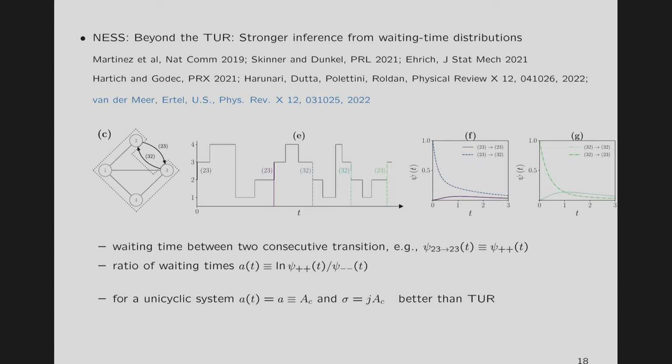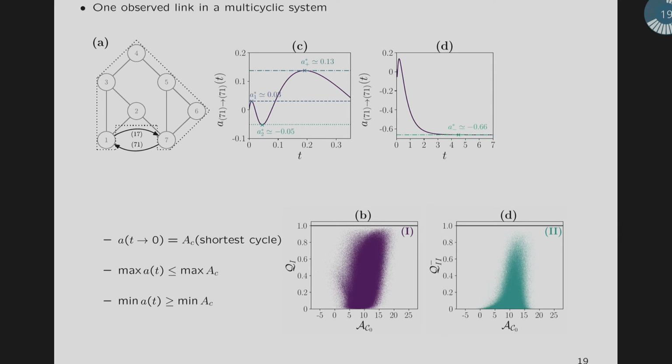And when I saw this first, I was kind of surprised and impressed, because it's better than the tour. From the tour, even in the unicycle, you do not get the full entropy production. So this already shows you that it's potentially very strong.